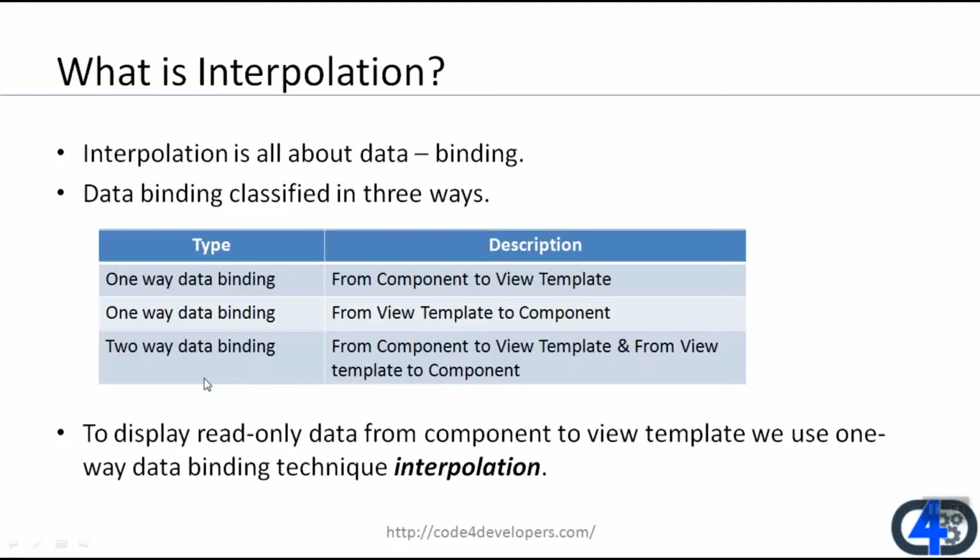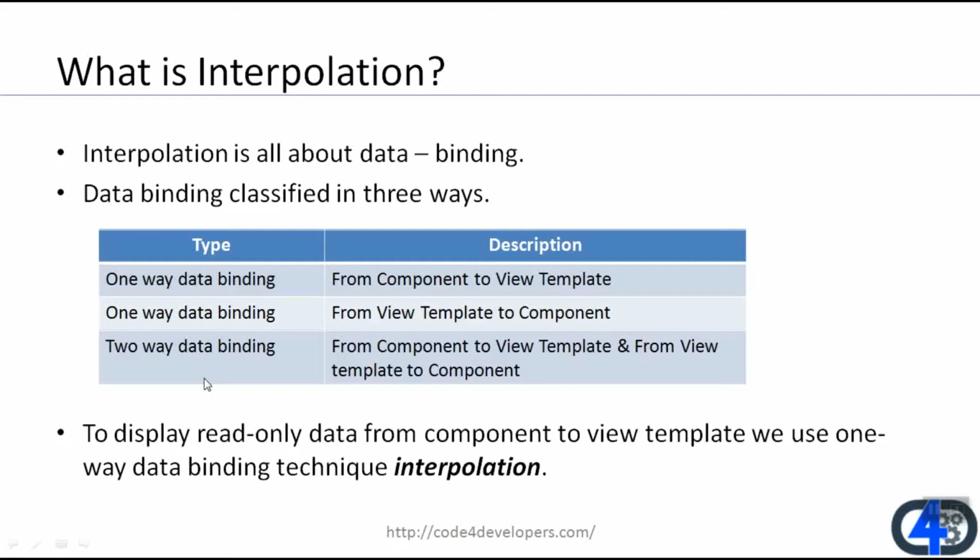Interpolation is all about data binding. Data binding means to bind the data between the view template and the component. In the next few videos we will discuss data binding in detail. Data binding is classified in three ways. First is one-way data binding, in which data will be bound from the component to the view template.